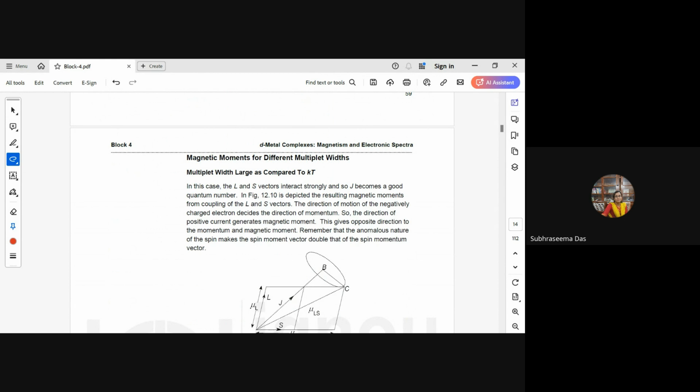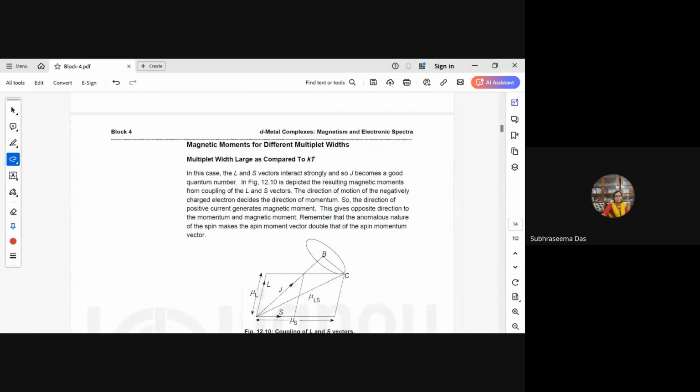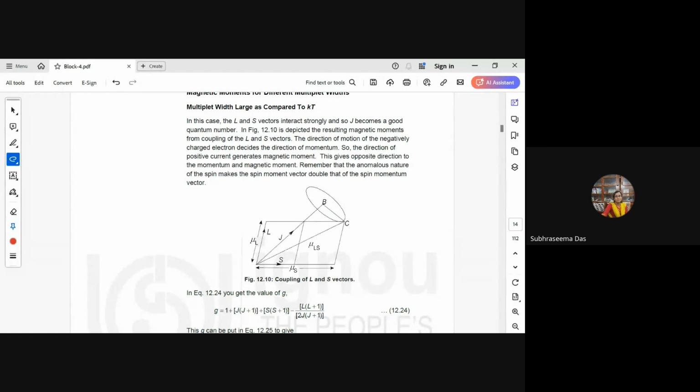When the multiplet width is large compared to kT, the L vector and the S vector interact quite strongly, so that J becomes a good quantum number. In figure 12.10, the coupling of the L and S vectors has been shown, along with the resulting magnetic moments. The direction of the motion of the negatively charged electron finally decides the direction of the momentum.